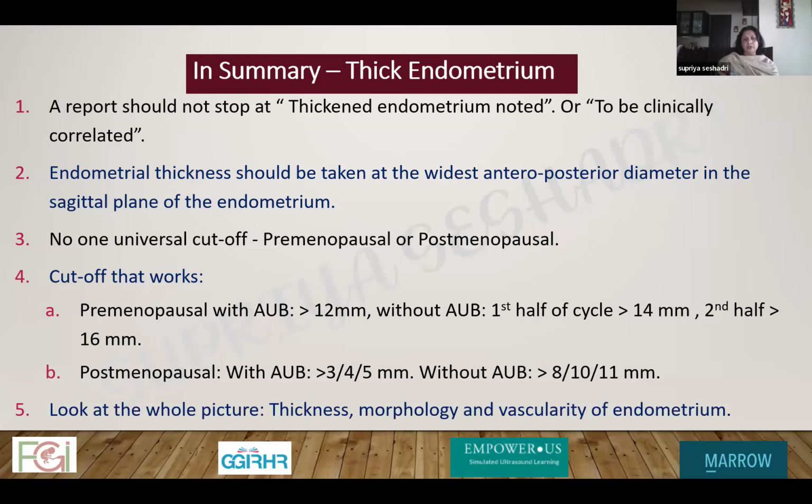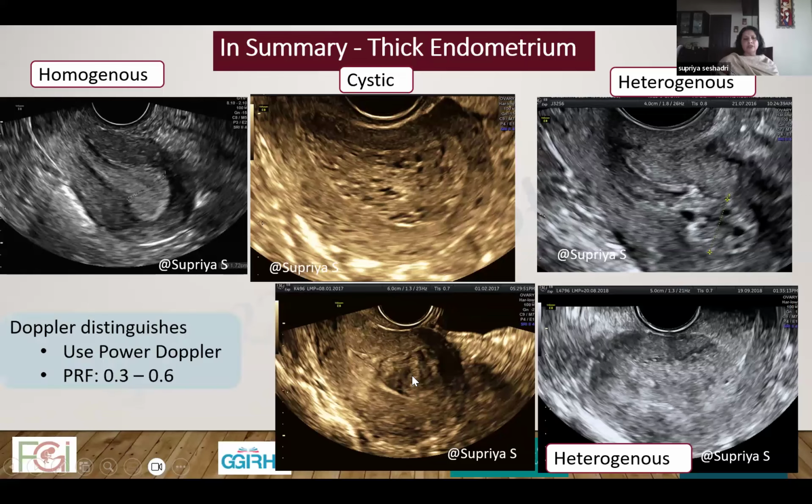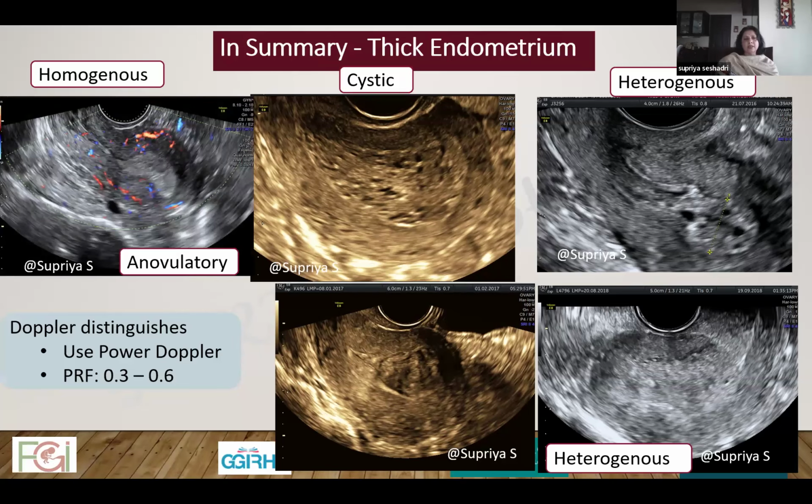Look at the whole picture. Apart from thickness, look at morphology and look at vascularity as well. So these are images. This is what we call a homogeneous hyperechoic endometrium, cystic endometrium, heterogeneous endometrium, again hypoechoic or heterogeneous endometrium. So when we use power Doppler in order to know what is what, this is what we get.